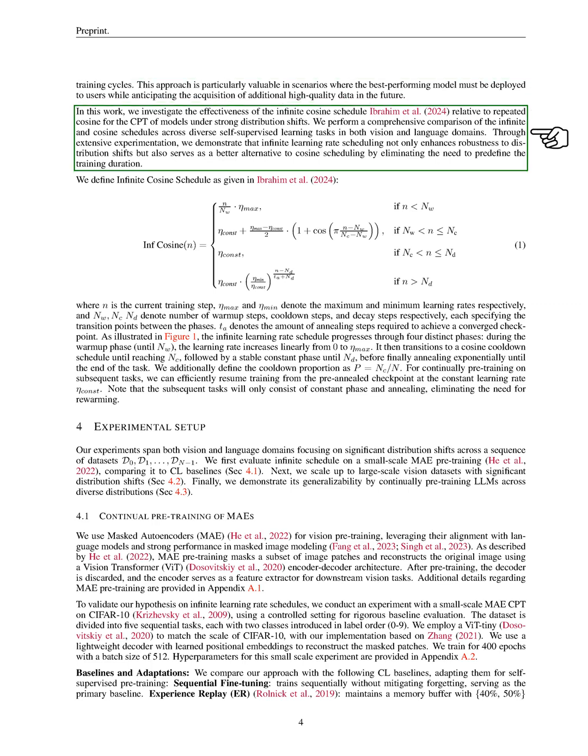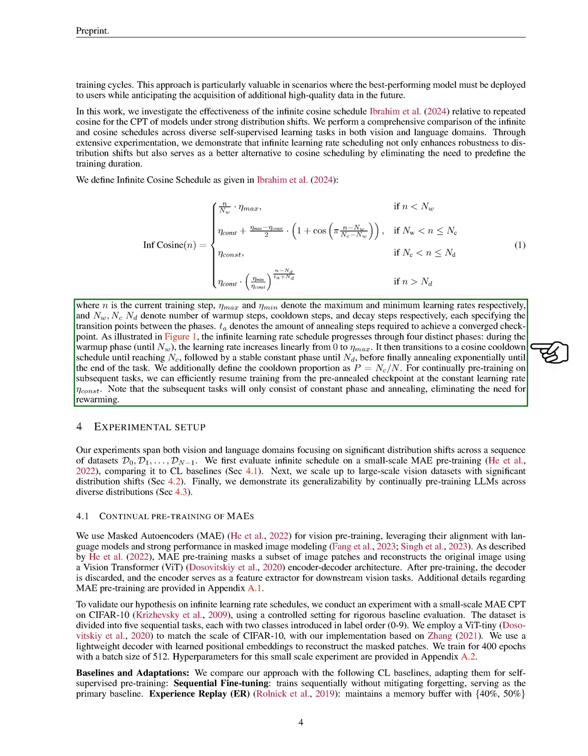We investigate the effectiveness of the infinite cosine schedule compared to the traditional cosine schedule for continual pre-training of models facing significant distribution shifts. Our experiments cover various self-supervised learning tasks in both vision and language fields. We demonstrate that infinite learning rate scheduling not only improves robustness against distribution shifts but also serves as a superior alternative to cosine scheduling by removing the need to predefine training duration. We define the infinite cosine schedule, where the current training step, maximum and minimum learning rates, and the number of warm-up, cooldown, and decay steps dictate the transitions between phases.